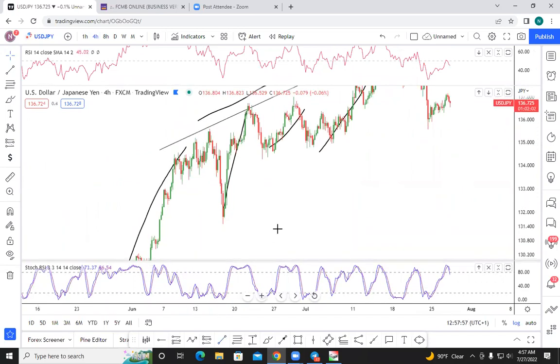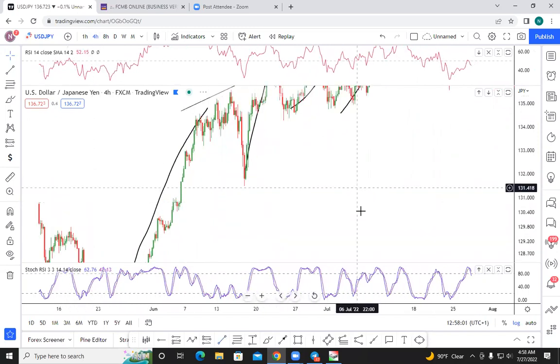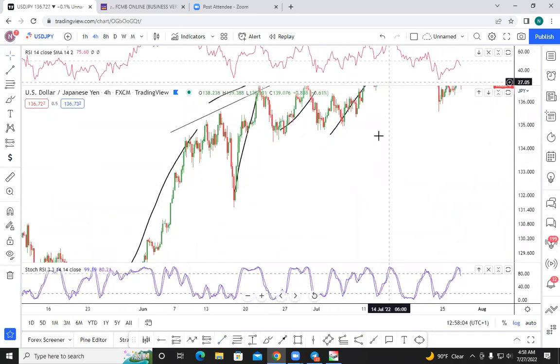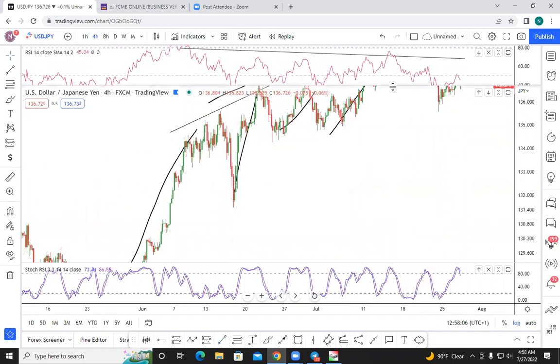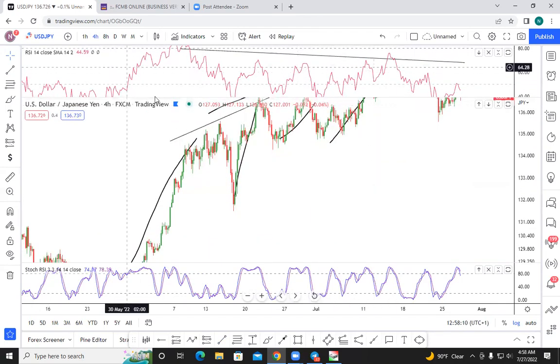Where's my RSI? RSI is hidden. What's the problem? Oh God. Just give me a second, please. Okay.